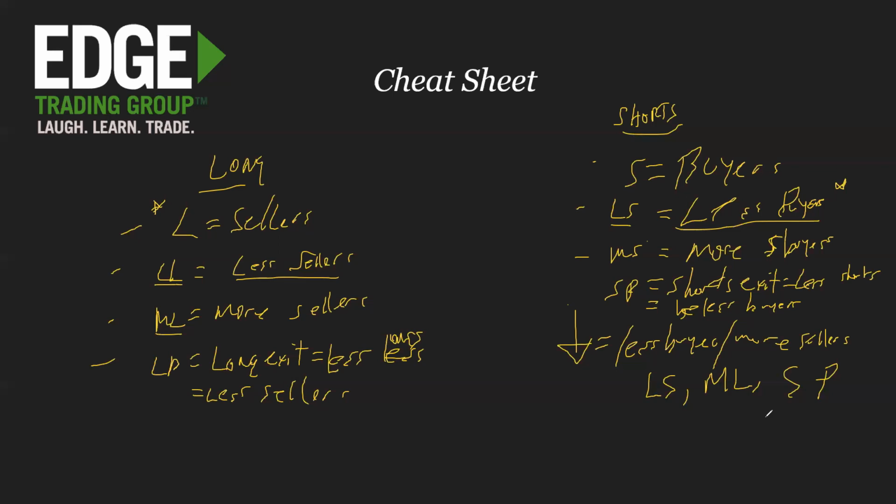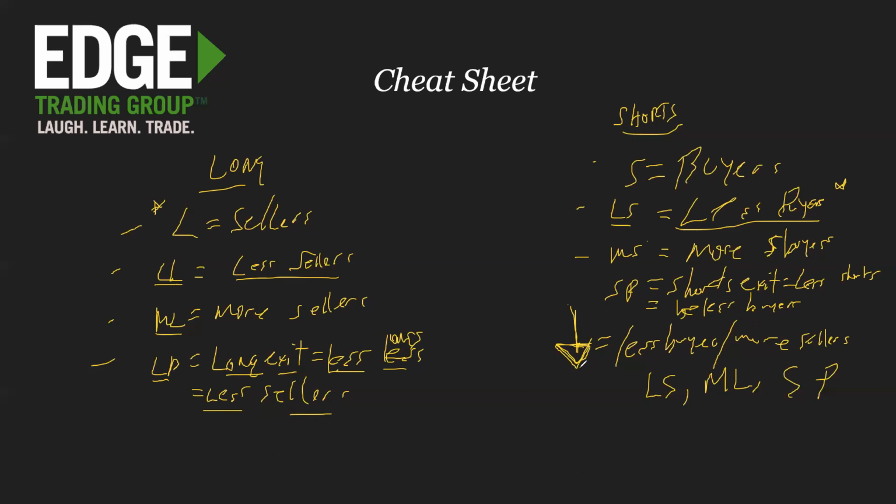Now I'm reading people's other answers. LP, wait a second. Does LP equal either less buyers or more sellers? Let's go look at it. LP equals longs exit, which means less longs, which means less sellers. Are we looking for less sellers? No. So longs puking would not be what we're looking for price to go down.